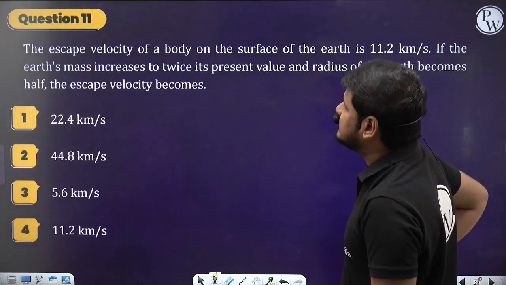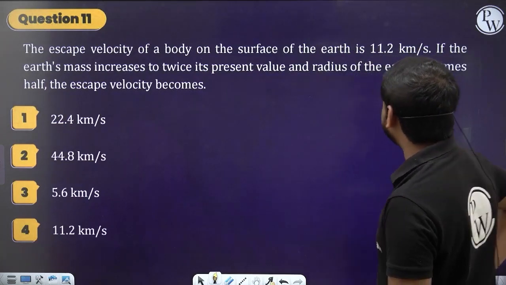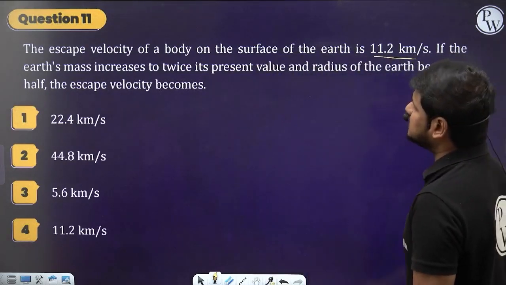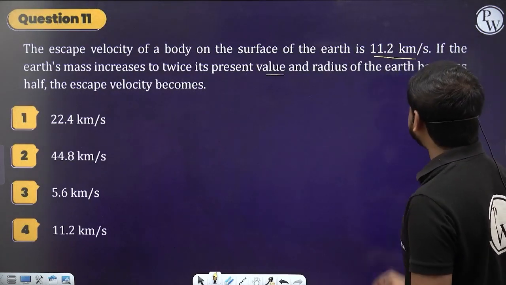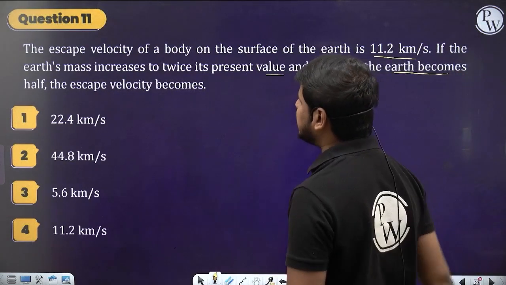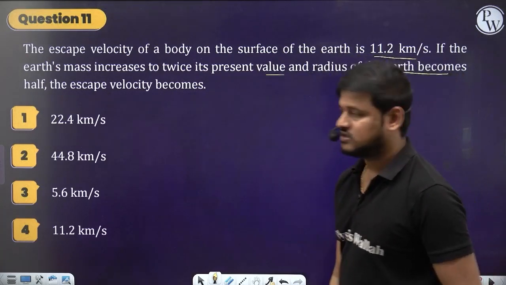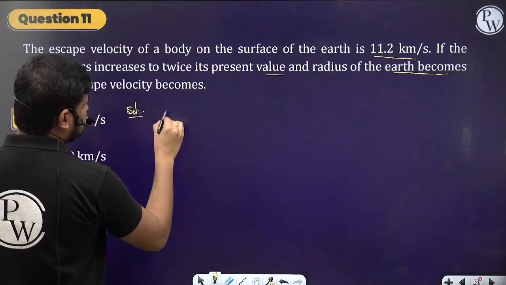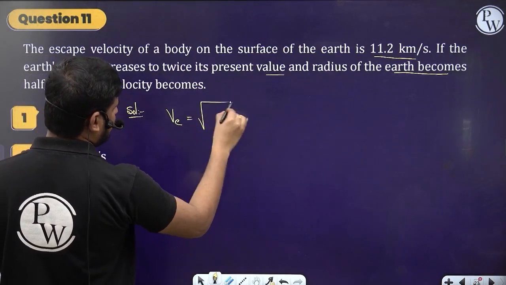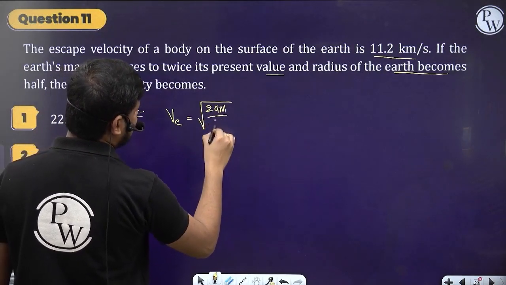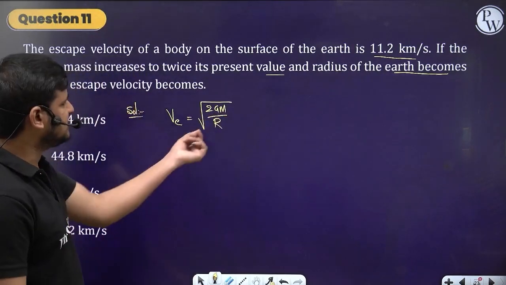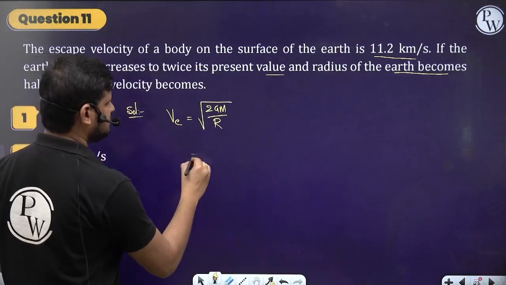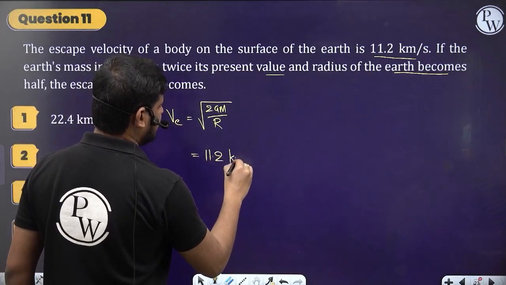Next question. The escape velocity of a body on the surface of the earth is 11.2 kilometers per second. If the earth's mass increases to twice its present value and the radius of the earth becomes half, the escape velocity becomes? So here, one thing that you should write: the escape velocity formula V_E is equal to root over 2GM by R, where the mass of the earth is M and the radius of the earth is R. Now what is the new escape velocity, if this value is 11.2 kilometers per second?